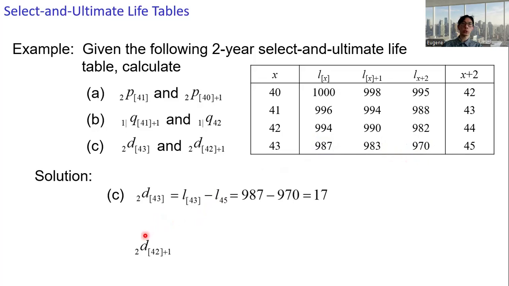And the next quantity, also 2D43, but this group of individual select at age 42. So we have 2D[42]+1, 2-year select period. So L43, age 43 is already beyond the select period, the 2-year select period. So we have L43 and then minus L45. L43 is 988, and then L45 is 970. And we get the answer 18.